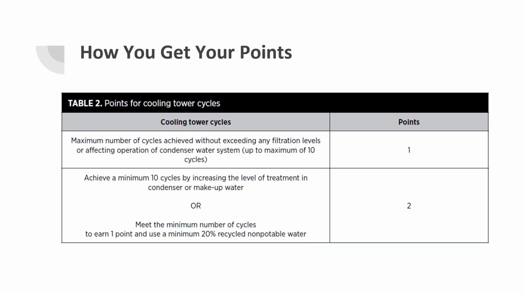To earn points for this credit category, you must achieve the following. For 1 point, you must have a maximum number of cycles achieved without exceeding any filtration levels or affecting operation of condenser water systems, up to a maximum of 10 cycles. For 2 points, you can achieve a minimum of 10 cycles by increasing the level of treatment in condenser or makeup water. Or you can meet the minimum number of cycles to earn 1 point and use a minimum 20% recycled non-potable water.